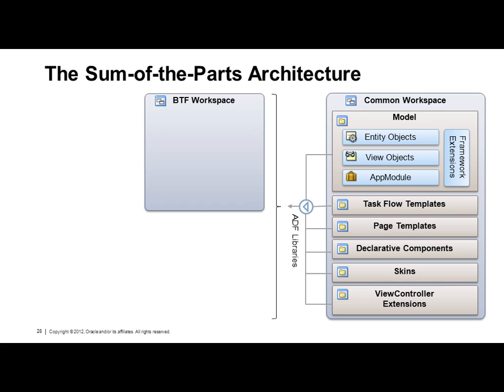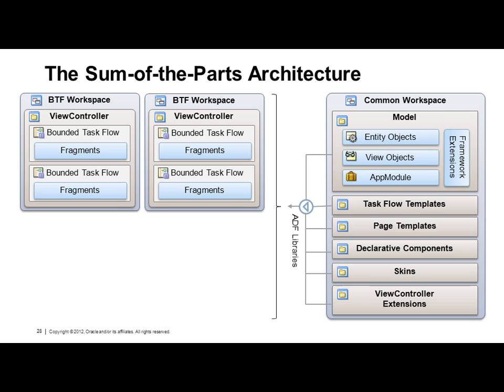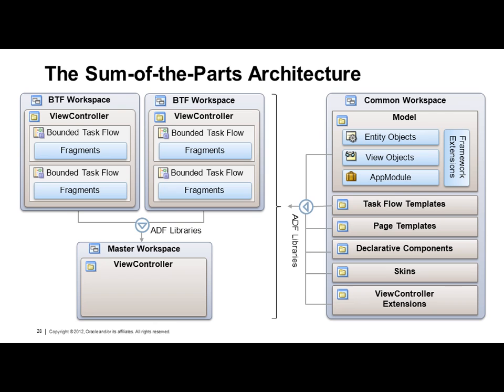Now, you may also have, additionally, other bounded task flow workspaces. And how many bounded task flow workspaces you're going to have, again, up to you. But the point here is we've broken our bounded task flow workspaces away from the main application. Now that main application, called the master application or the composite application, is going to consume the ADF libraries of the workspaces and also the common workspace, and ultimately consume all those and present its own view controller project with the unbounded task flow with the pages that consume the bounded task flow workspaces and the bounded task flows that we just talked about. The end result here, though, is still one EAR or application deployment artifact.